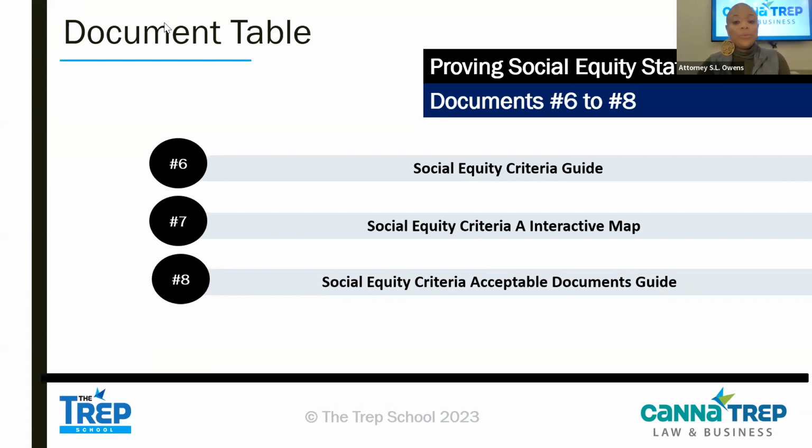Then there's the social equity criteria acceptable document guide. That's the document guide that you will use as your main guide to putting together your proof documents. And by proof, I mean proof of your social equity status. That's what that document does. So it tells you which documents you need in order to fulfill that obligation for criteria A, and which documents you need to fulfill the criteria B. All right.